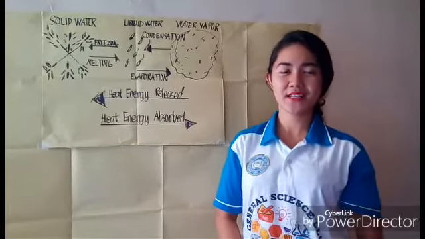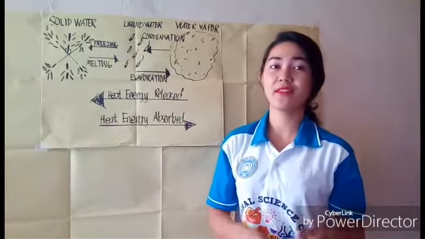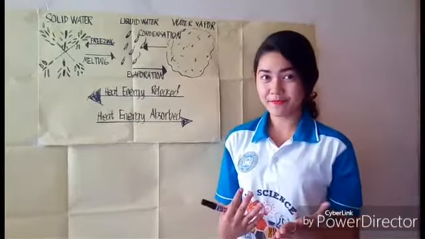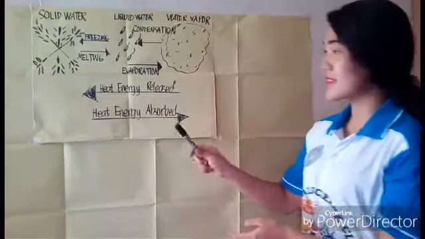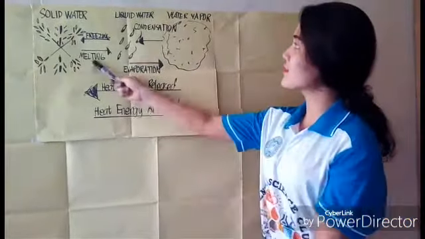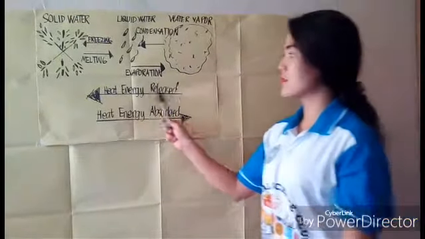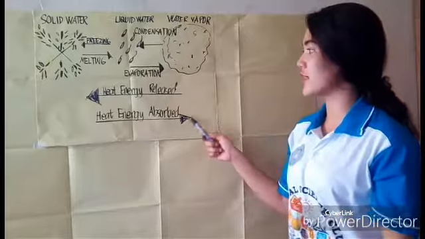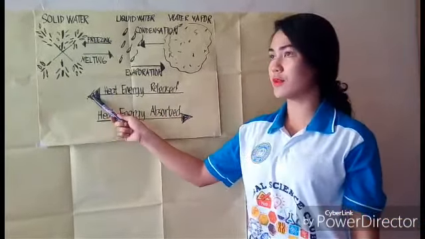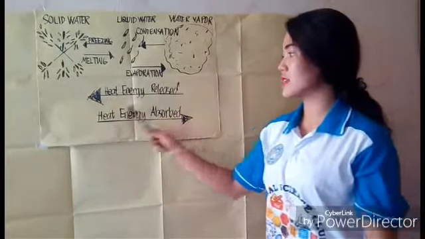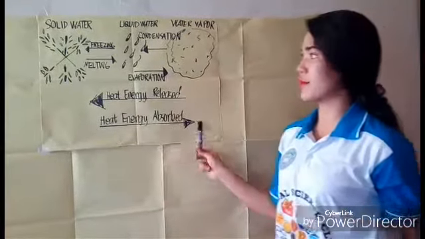What happens during a phase change? During a phase change, heat is either released or absorbed. So we have here a diagram of the phases of water, from solid, liquid to gas. These arrows show that energy is being released and absorbed. The arrow pointing to the left shows that energy is released, while the arrow pointing to the right shows that heat energy is absorbed.